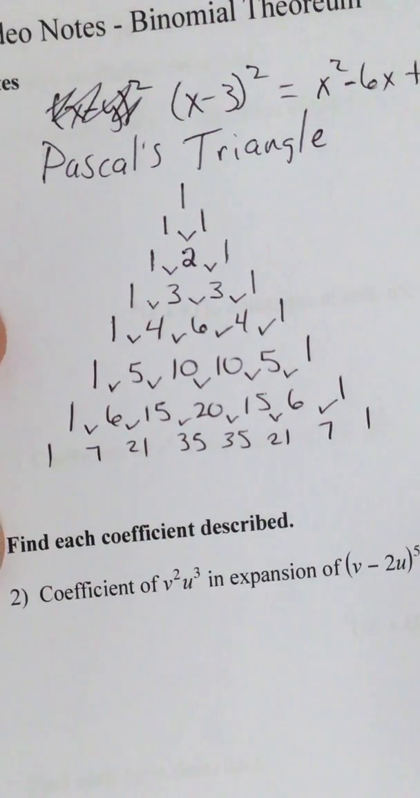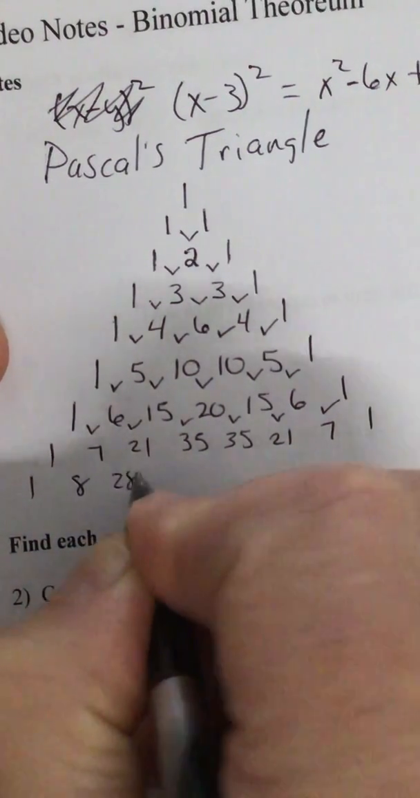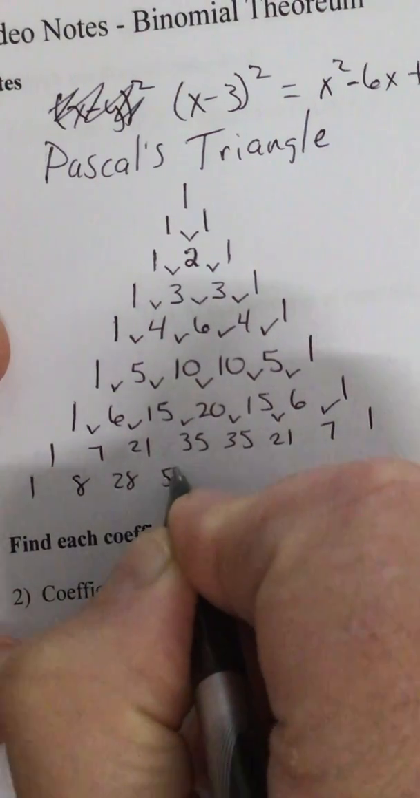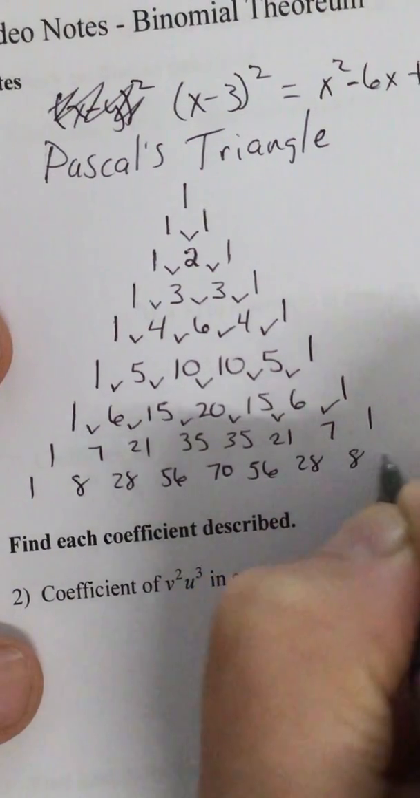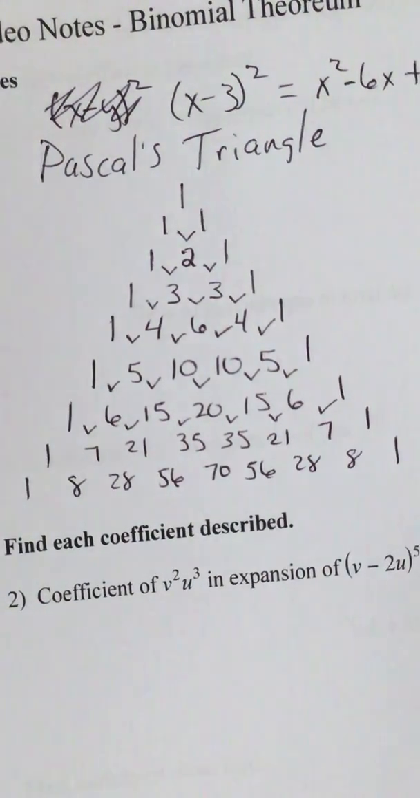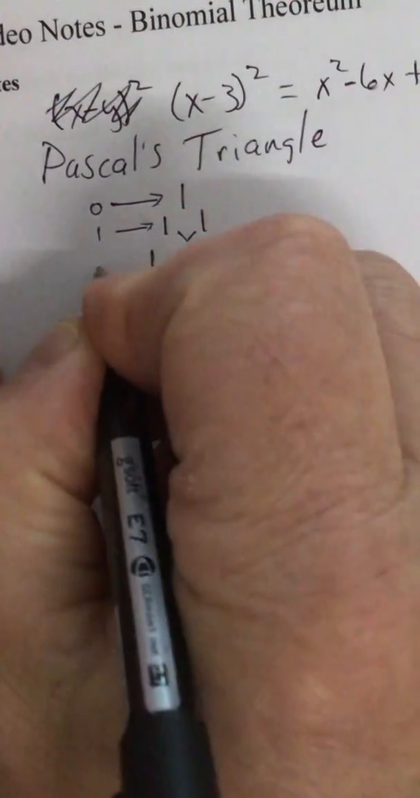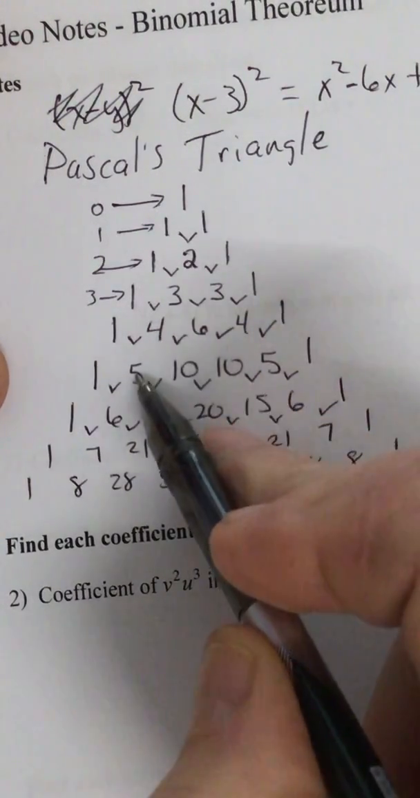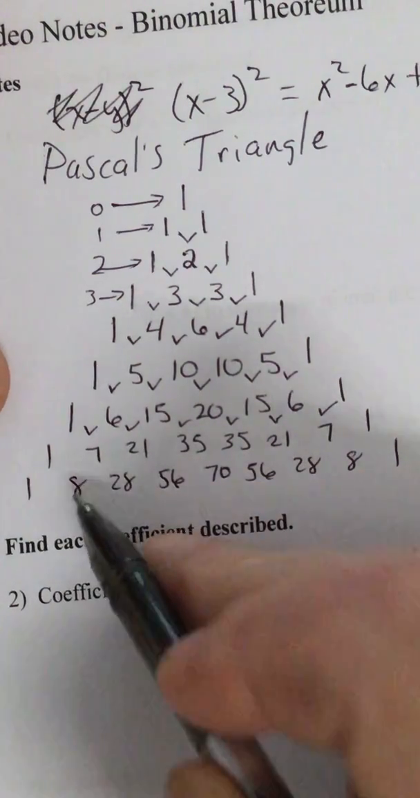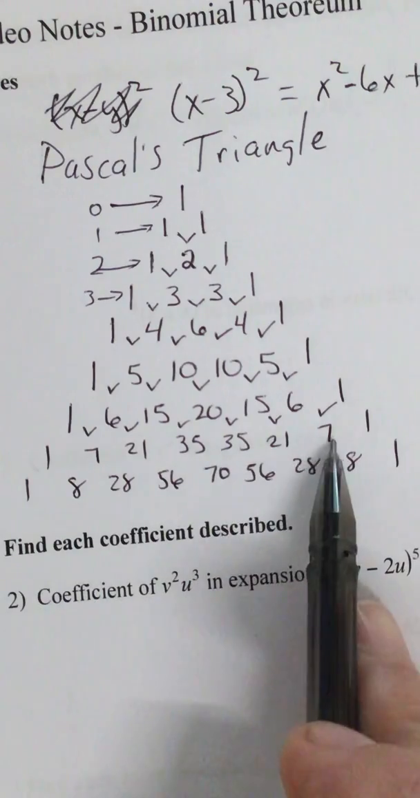Okay, I'm going to go one more. 1 and 7 is 8, 7 and 21 is 28, this is 56, 35 and 35 is 70, 56, 28, 8, and 1. Okay, this is called row 0. This is row 1. This is row 2. This is row 3. This is row 4. This is row 5, 6, 7, and 8. So the second value is what row it is considered. So when we're referencing, go to this row right here.